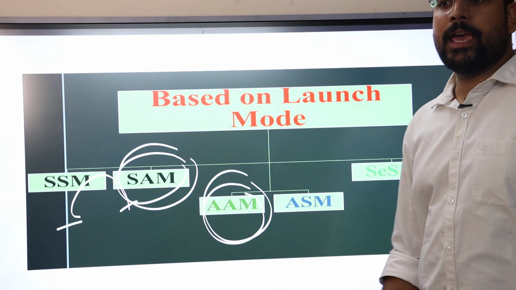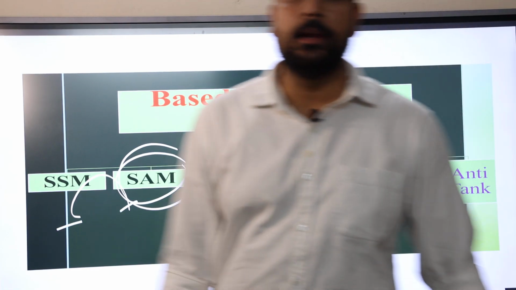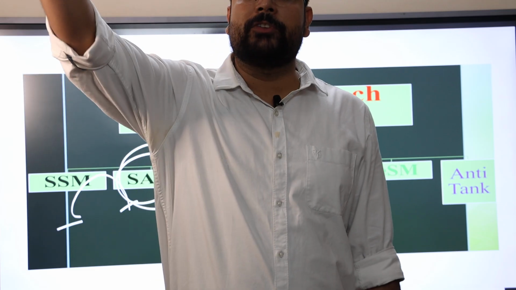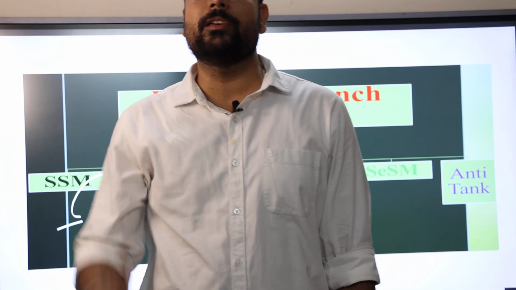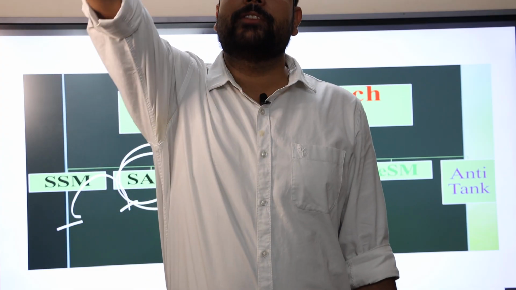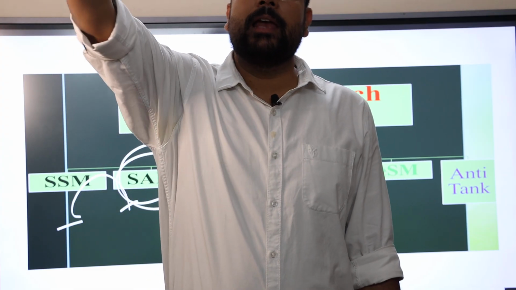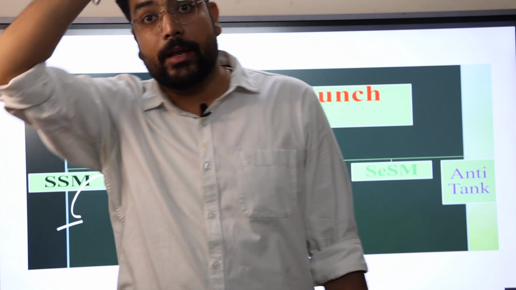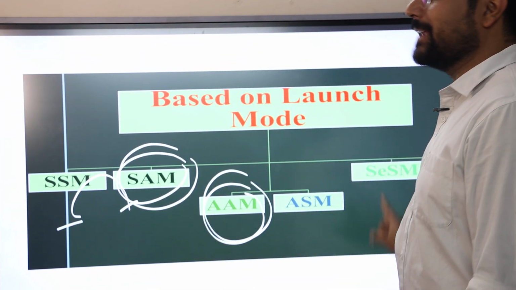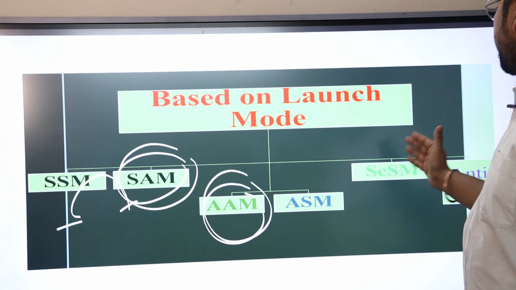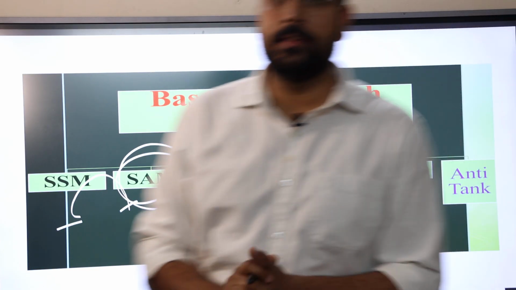Next would be ASM, air to surface missile. Now the launching station would be the air and the target would be situated on the surface. Let's say, for example, a fighter jet is equipped with a missile and is going to hit a target situated in enemy land. In that condition, such missiles would be ASM, air to surface missile.